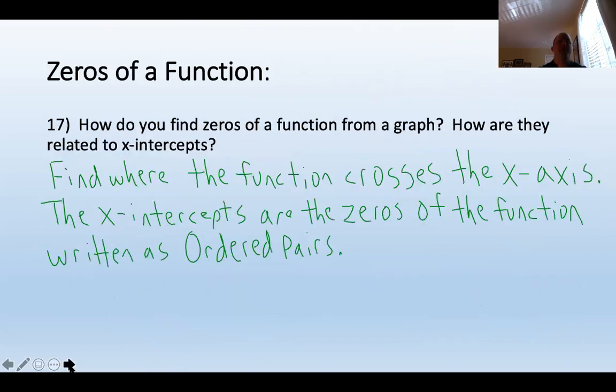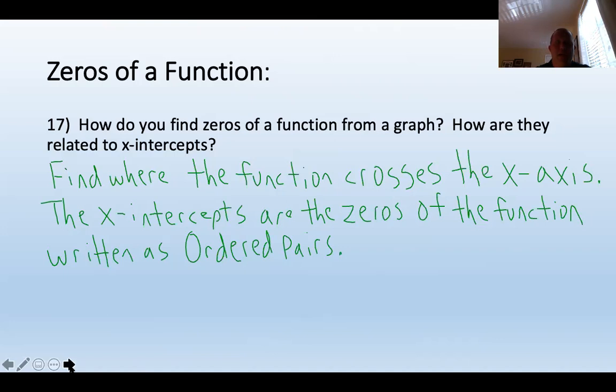And our next to last problem states, there's actually 18 problems on this particular review. How do you find the zeros of a function from a graph? How are they related to the x-intercepts? The zeros of the function can be found if you have the graph in front of you, then find where the function crosses the x-axis. So wherever the function crosses the x-axis would be the zeros of a function.